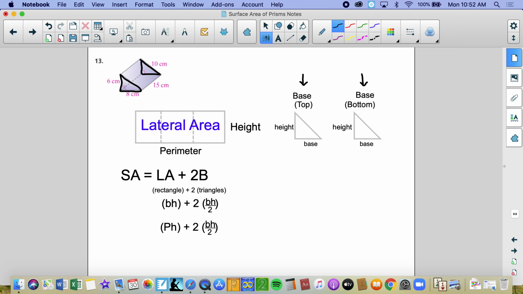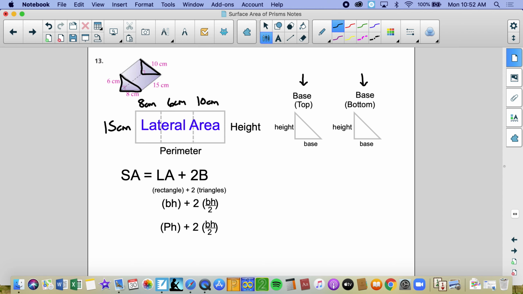And then my lateral area is going to be 3 sides this time. So going around this triangle, I would have something like 8 centimeters, 6 centimeters, and then 10 centimeters. These technically are the sides of the triangle if I opened it up. And then the height, remember, is always going to be the distance between the two bases. So my height is going to be 15 centimeters.